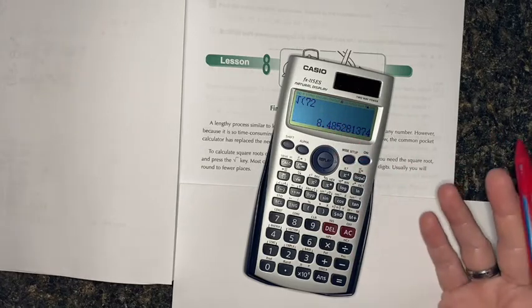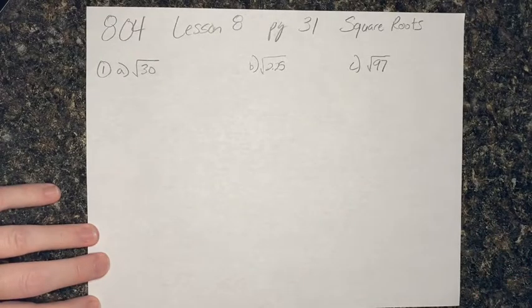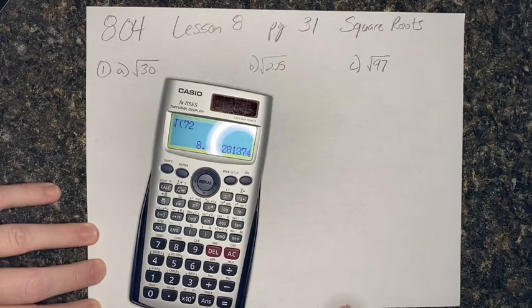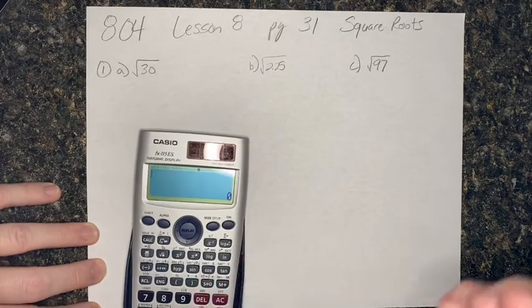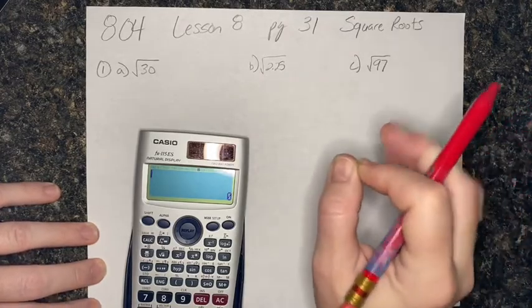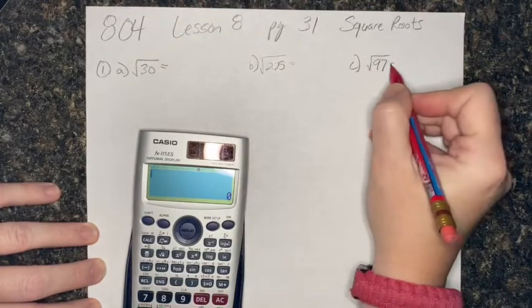So that's what they want us to do here. So let's look at these problems. For lesson 8, we're on page 31, and they want us to find the square roots on our calculator. Let's clear this off. If you look at your directions, it's telling us to round these to the nearest thousandth, okay? So we need to follow our directions and round these.